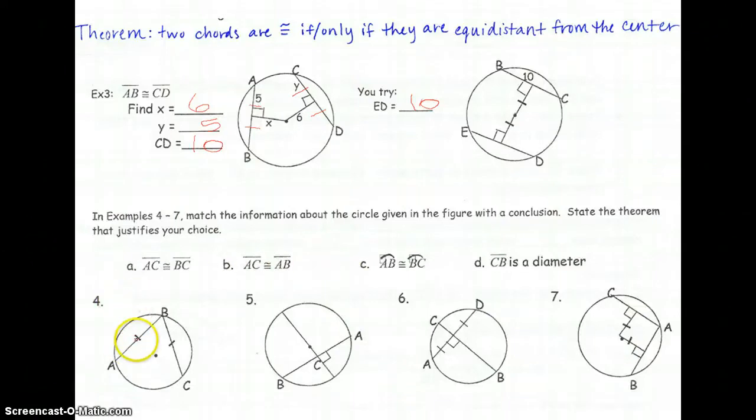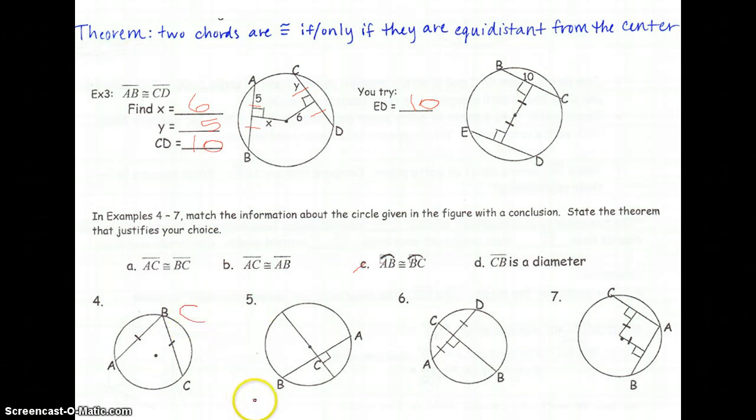If I'm given number 4 here, where I've got AB congruent to BC, I should know that the arcs would be congruent as well. So AB arc is congruent to BC arc. So look at your choices here, and I find that that is C. So this one would be C, as stated from one of our earlier theorems.